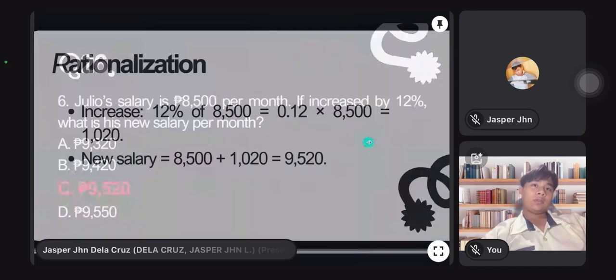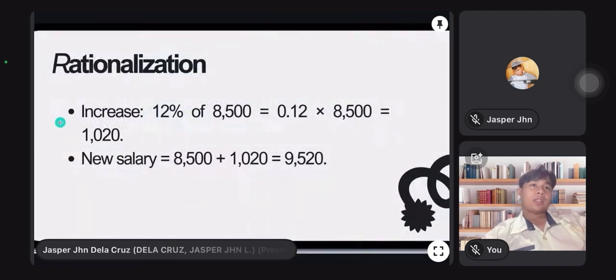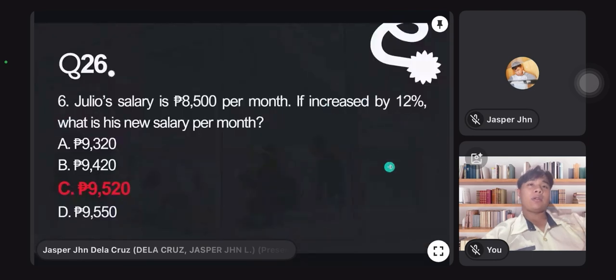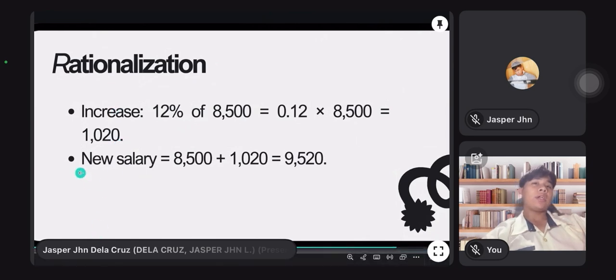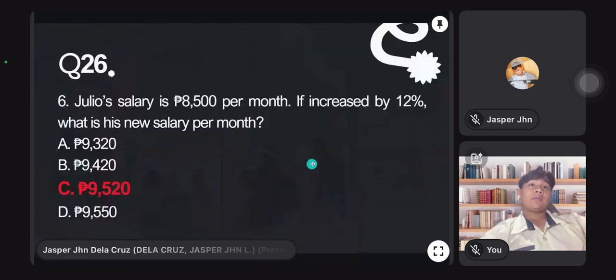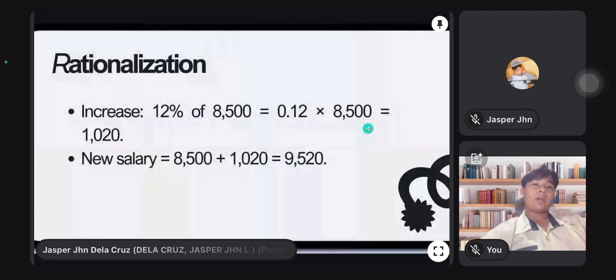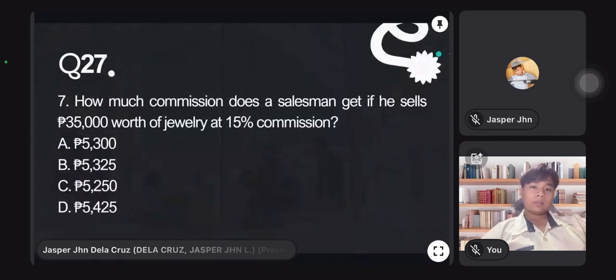Let us solve. So it says here 12%, right, in increasing number. So 12% of 8,500, need to multiply it. Just convert it to decimal, and it will become 1,020. So his new salary will become 8,500 plus 1,020. That is 9,520.